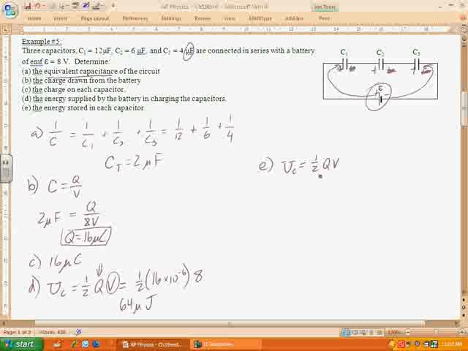1/2 Q times Q, so Q squared over C. Now this is not given to you on the AP exam, but you can figure it out fairly easily with the different ones that you have.